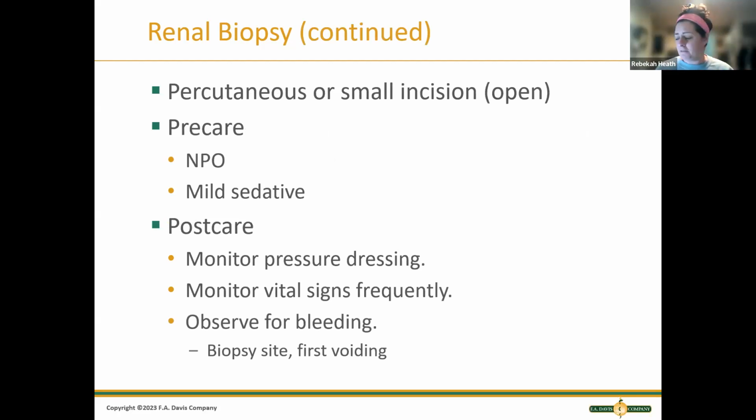So the pre-care before somebody has one of these procedures, we want to make sure they're NPO, which is nothing to eat or drink, because they'll be given a little bit of sedation. Afterwards, we want to really monitor that dressing. Sometimes patients will have to put a little bit of pressure on there or lay on the side where they had the biopsy. We're going to monitor their vital signs and we're going to be looking for bleeding.